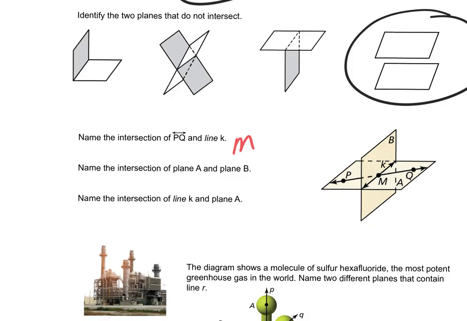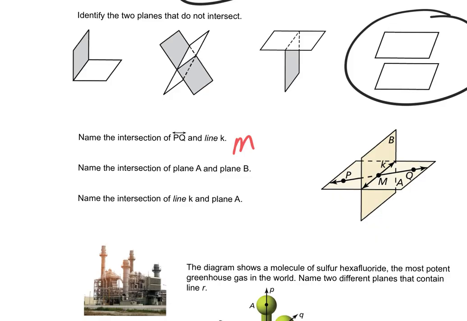So the next one says, name the intersection of plane A and plane B. Where do 2 planes intersect? A line, okay? So we need to answer this with a line. 2 planes intersect at a line. So plane A is the one that's going left to right here, okay? I can shade it in. It would be this plane right here, okay? Plane B would be this plane right here, okay? Just to kind of shade it to see the difference between the 2.